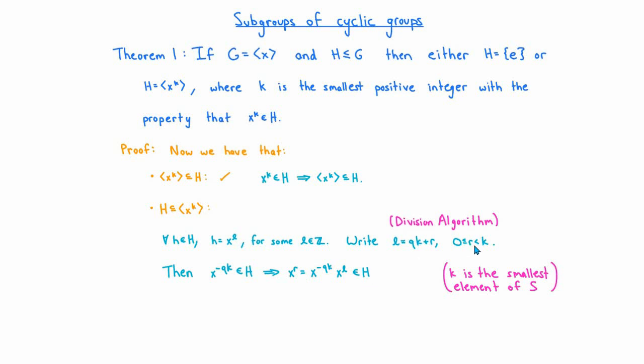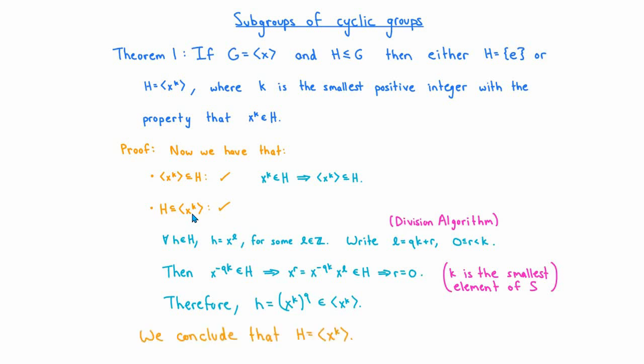And I know that r is strictly less than k. Therefore, that forces r to be 0. And it allows me to conclude that the element h is actually x to the k to the power q, which is an element of the subgroup generated by x to the k. That gives me the reverse inclusion that H is a subset of the group generated by x to the k. And it allows me to conclude that these two groups are actually equal to each other, therefore completing the proof of Theorem 1.